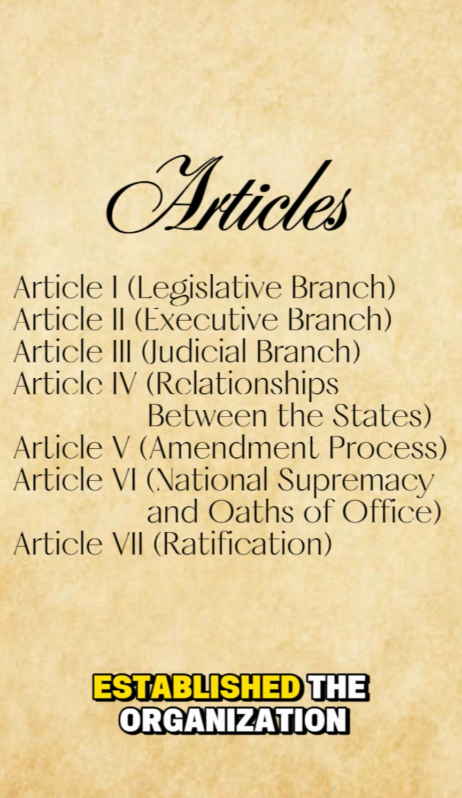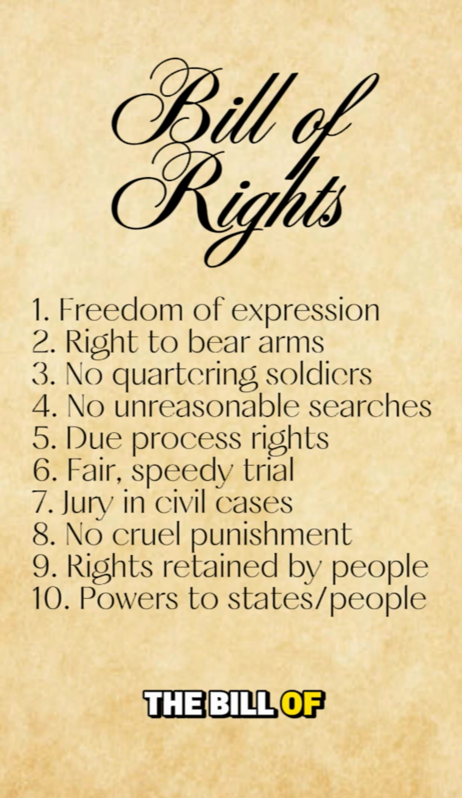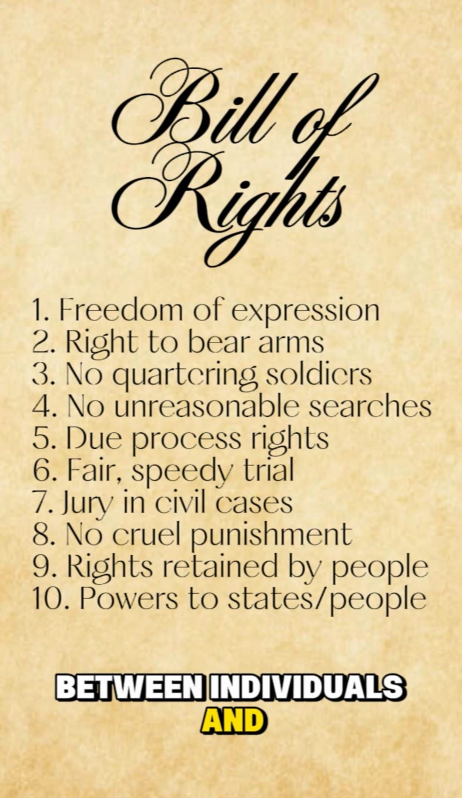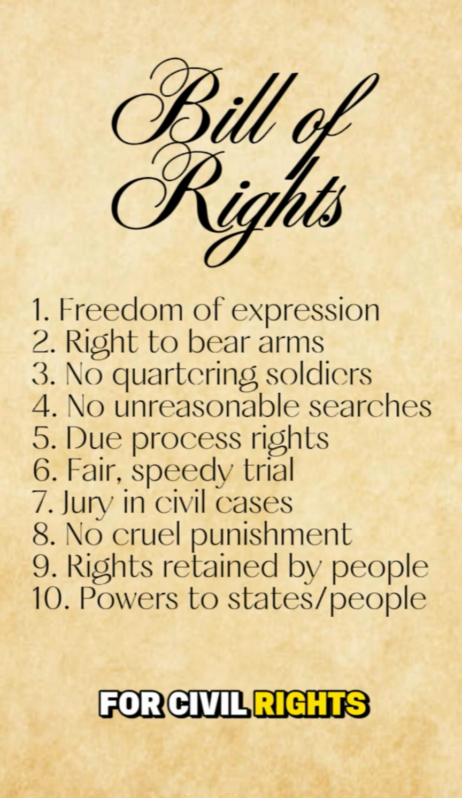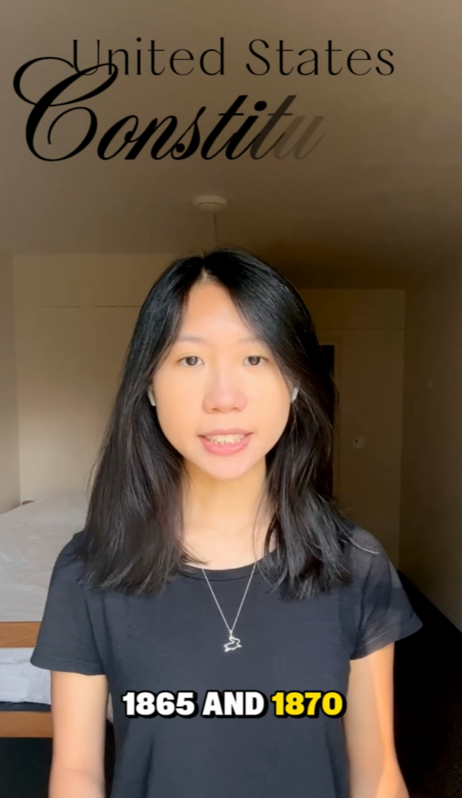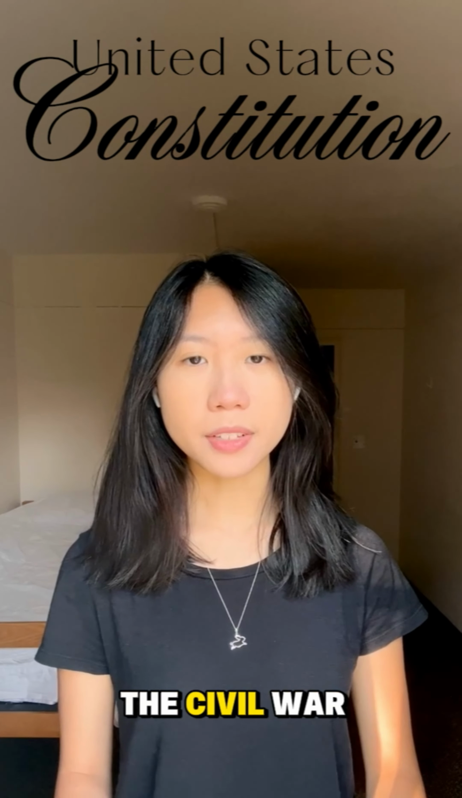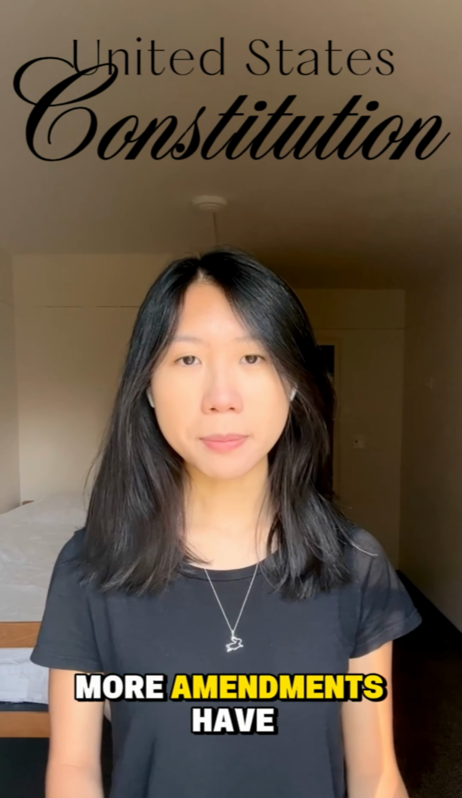The 7 articles establish the organization, structure, and function of the government. The first 10 amendments, known as the Bill of Rights, outline the relation between individuals and government. This includes guarantees for civil rights and liberties. The Reconstruction Amendments were ratified between 1865 and 1870. They aspired towards equality for previously enslaved people in the aftermath of the Civil War. Since then, 11 more amendments have been added.